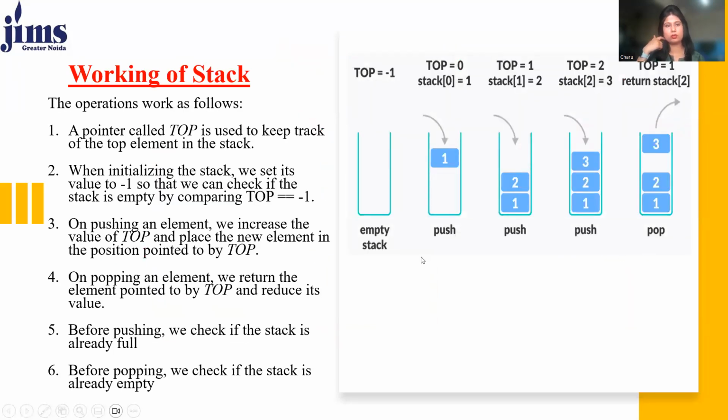If we want to talk about the working of the stack, first of all, we have to create a pointer called top, which is used to keep track of the top element in the stack. When we initialize the stack, we set its value to -1 so that we can check if the stack is empty by comparing top is equal to -1. On pushing an element, we increase the top value and place the new element in the position pointed to by the top. On popping an element, we return the element pointed to by the top and reduce its value, that is, top = top - 1. Before pushing, we check if the stack is already full, and before popping, we check whether the stack is already empty.